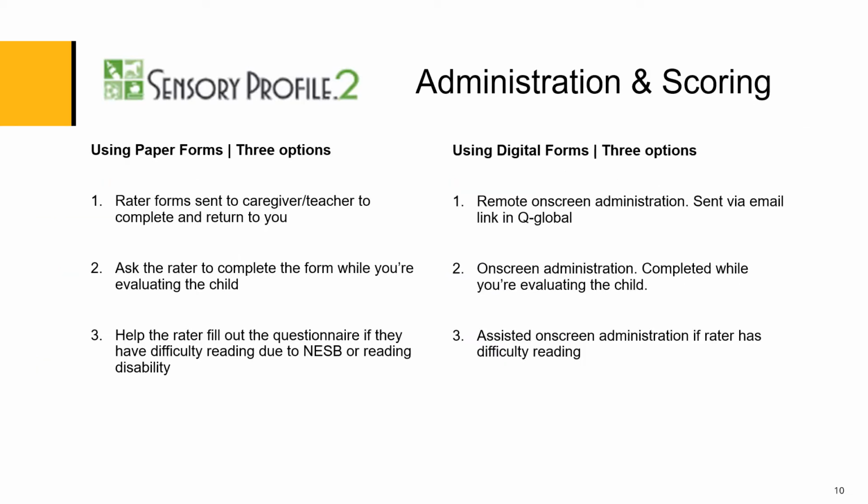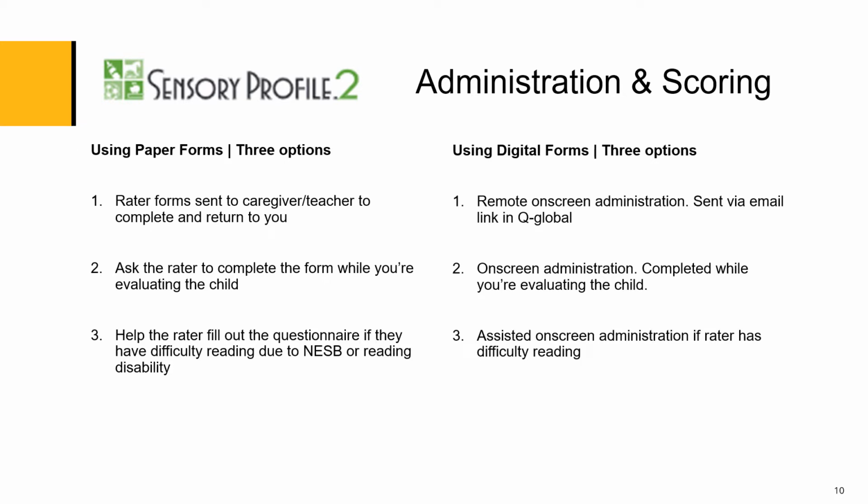So another benefit of the new edition of the sensory profile is you have some new administration options. So you have the paper-based forms, and you have 3 options within that. So you have rater forms, which you can send to caregiver or teacher to complete and return to you. You can ask the rater to complete the form while you're evaluating the child, or you can help the rater fill out the questionnaire if they have difficulty reading due to being non-English speaking background or have a reading disability.